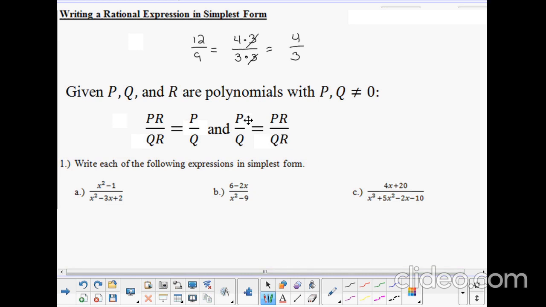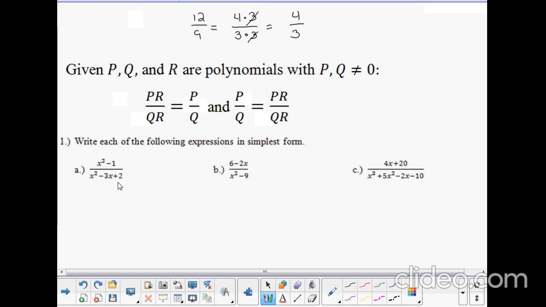We could also write that as a rational expression, P over Q, where we multiply both P and Q by R, and those would be equivalent. Really, what we're going to focus on is the first part of this, that if I can have polynomials that are going to be essentially factored and reduced, then I can eliminate common factors. So let's look at some examples. In problem number 1, it says write each of the following expressions in simplest form. So what we have is x squared minus 1 over x squared minus 3x plus 2.